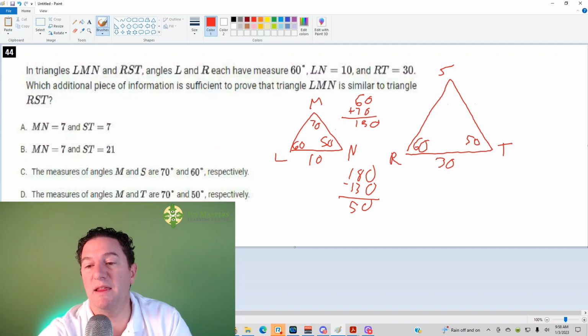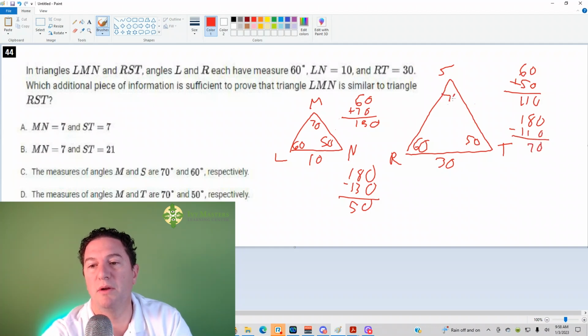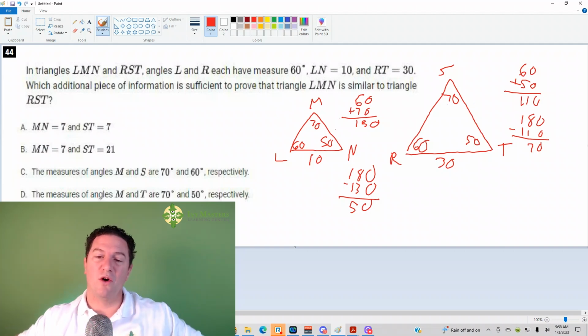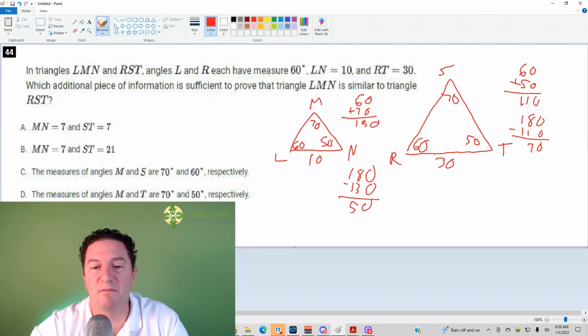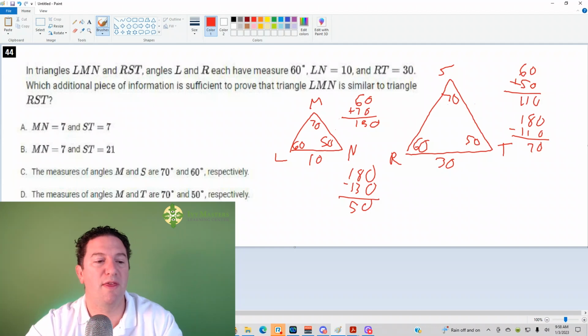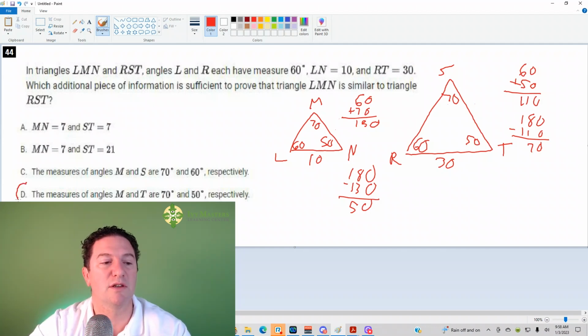If you didn't see that, then what you could do for the bigger triangle is 60 plus 50, and you get 110. Now you do 180 minus 110, and you get 70. Boom. Notice all of the corresponding angles have the same measure. They're both 60, 70, 50. 60, 70, 50. If all the corresponding angles have the same measure, then you've proven them to be similar.